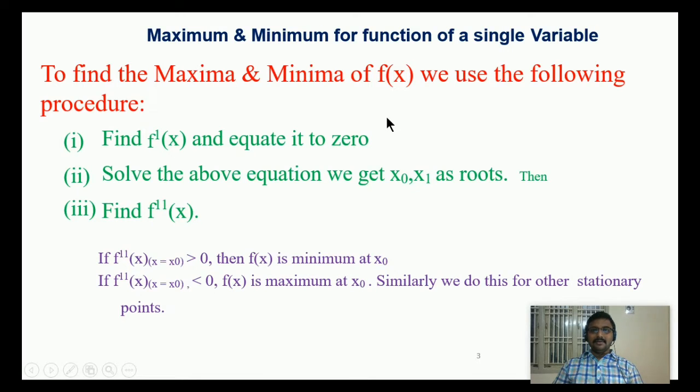So simple thing. First of all, the given single variable function is f of x. First we compute f dash of x, which is equated to 0, and solving this equation we get stationary points. For example, the stationary points are x0 and x1. Then we find f double dash of x. Suppose f double dash of x is greater than 0, then the function has a minimum value at x equal to x naught. Suppose f double dash of x is less than 0 at x equal to x naught, then the function has a maximum value at x equal to x naught.